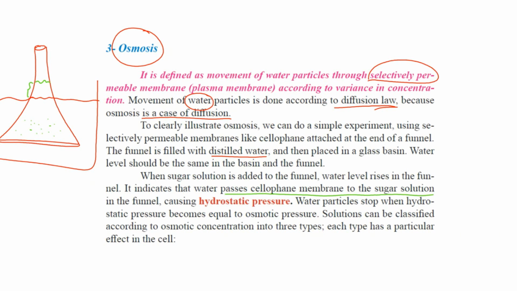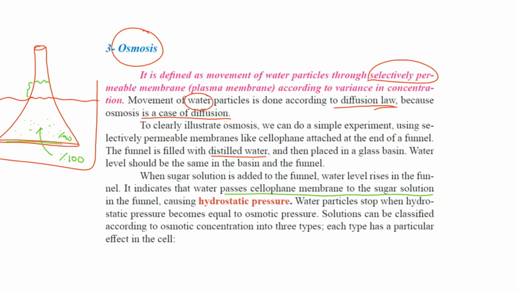So before we add the sugar, the percentage of water in the glass basin was 100, and in the funnel also 100. But as we add sugar, the percentage of water decreases to about 90. And as in osmosis, we said water moves from high concentration to low through a membrane.